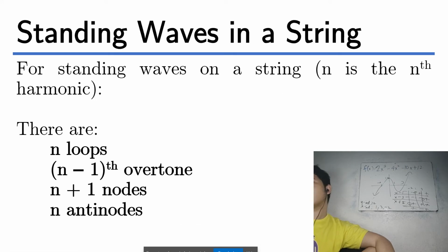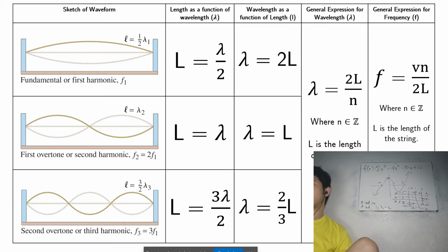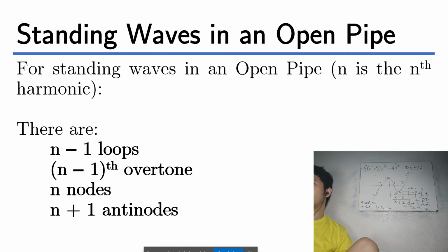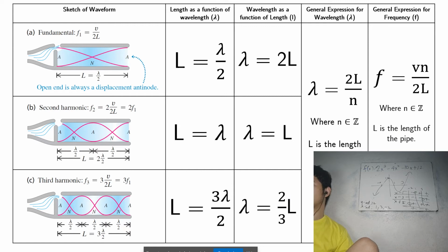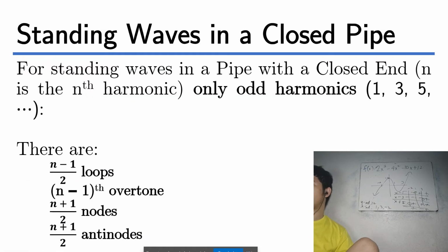For vibrating air columns, ito na. Pwede kasing string, nagba-vibrate yung sound sa mga string instruments, no? We've had this na kanina. Next, open pipe. Ito yung relationship natin. Open at both ends yan, di ba? Yan. Same pa rin sila. And lastly, ito for a closed pipe, no?